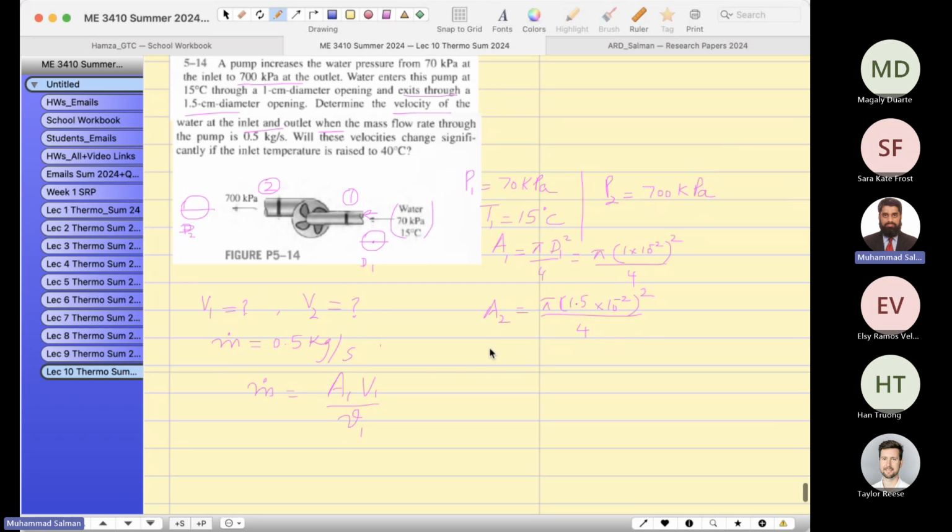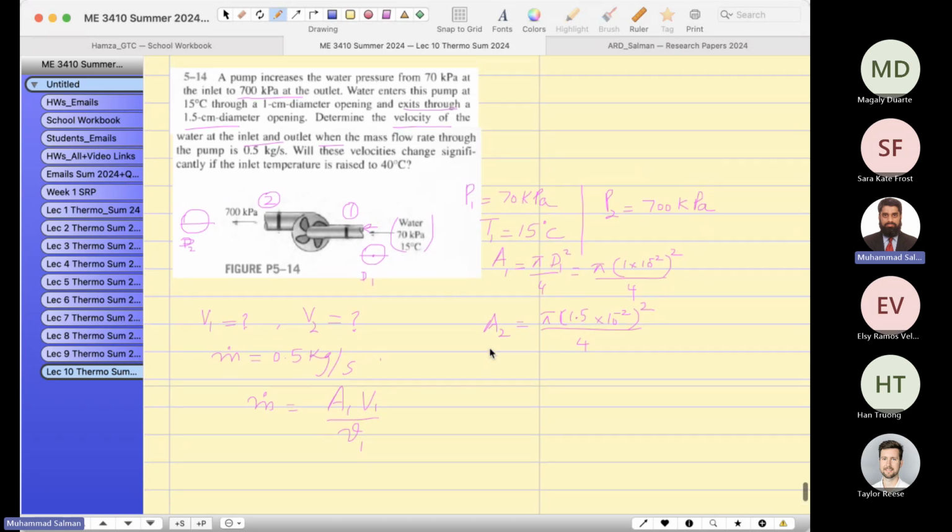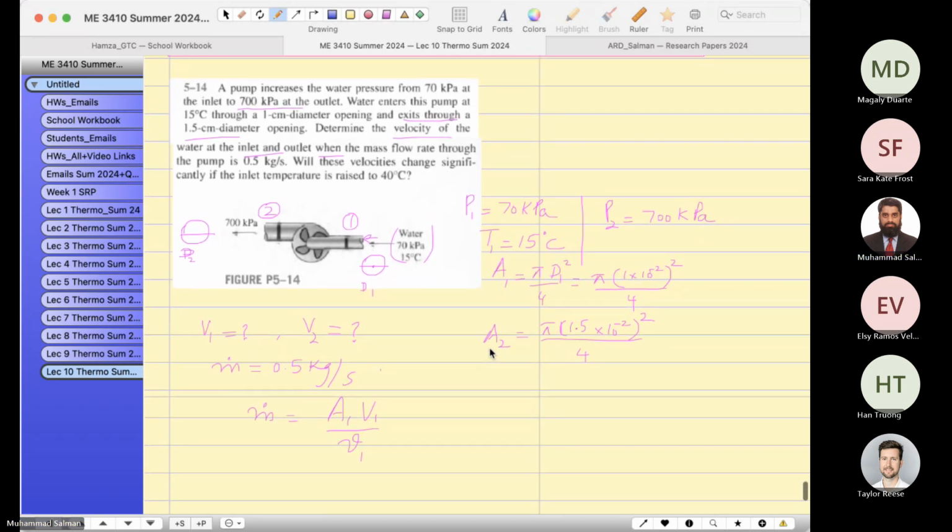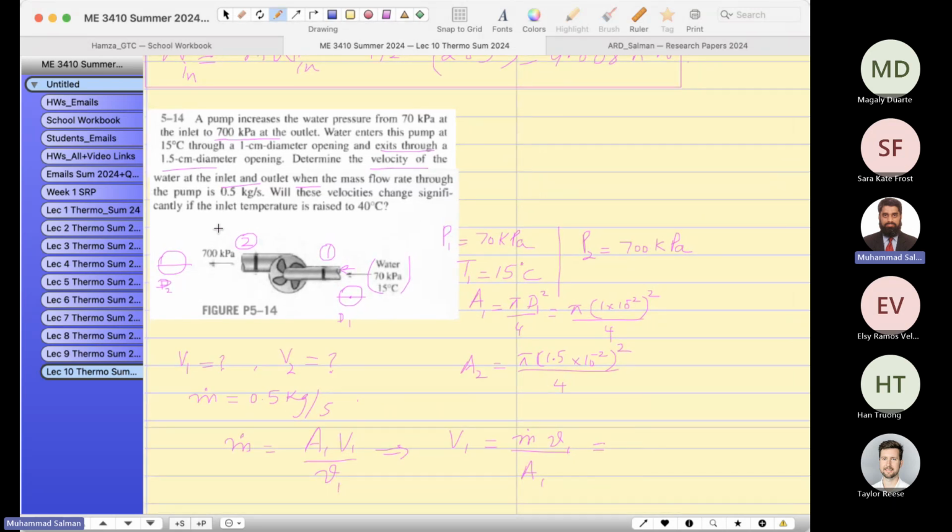Will these velocities change significantly if the inlet temperature is changed? So we have to find the initial velocity. That means V1 equals m dot times specific volume over area 1. Area 1 you can find from here, and m dot is given as 0.5. So can I write down 0.5 times the specific volume?